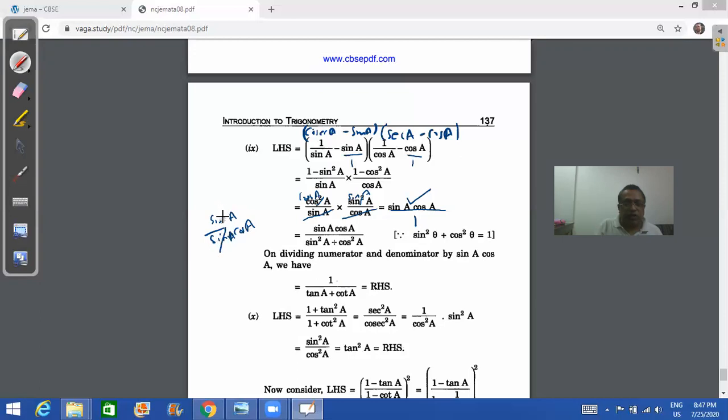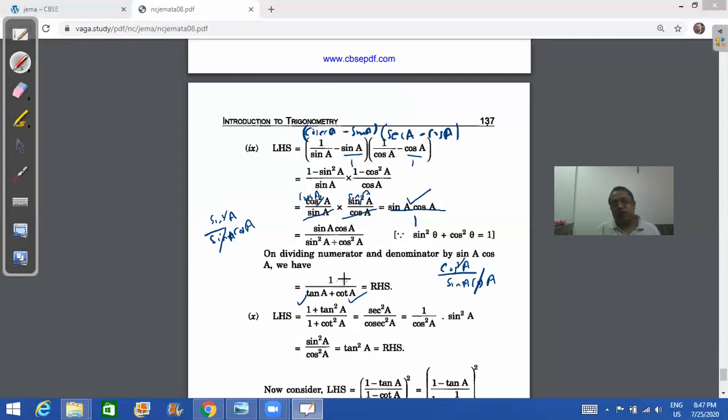When I divide sin square A by sin A cos A, then sin A and sin A get cancelled. So we get sin by cos, which is equal to tan. And here I'm dividing cos square A by sin A cos A. So what's going to happen? 1 cos and 1 cos get cancelled. We get cos by sin, that is cot. Okay. So after this step, what we need to do is look at the RHS.